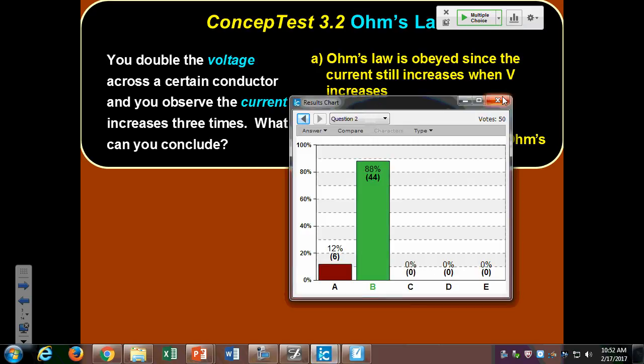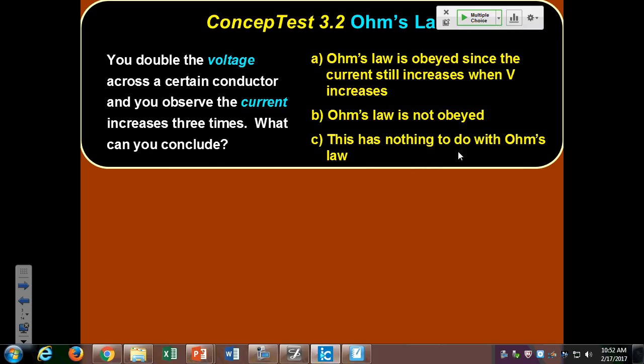All right, good. B is the right answer. Ohm's law is not obeyed because Ohm's law says that the voltage is proportional to the current by this relationship. So this says that if you double the voltage, then you triple the current, but that's not the case. If it's an ohmic device, that is something that follows Ohm's law, if I double the voltage, I double the current. Your voltage and your current are related linearly.